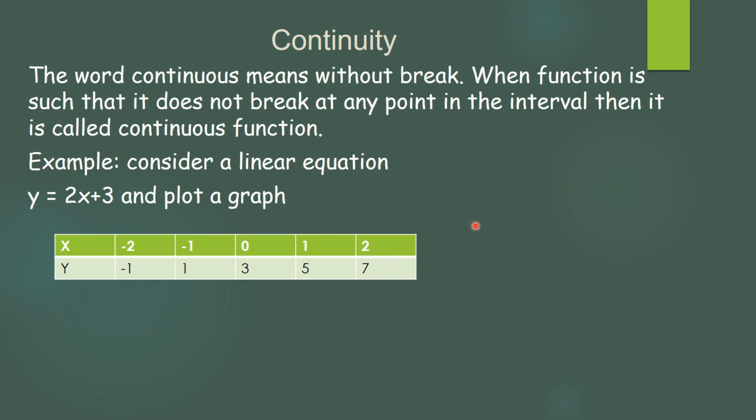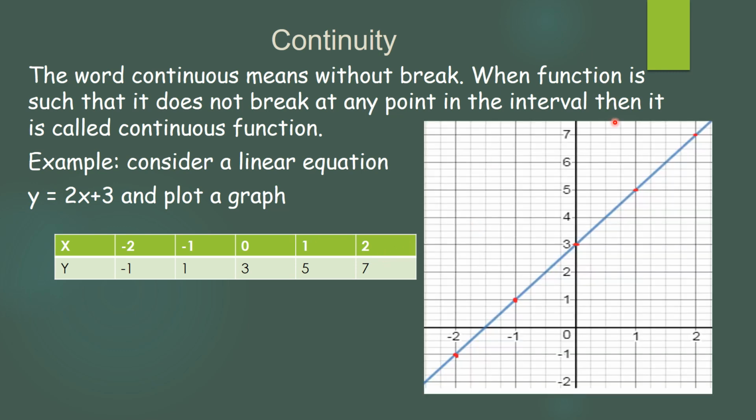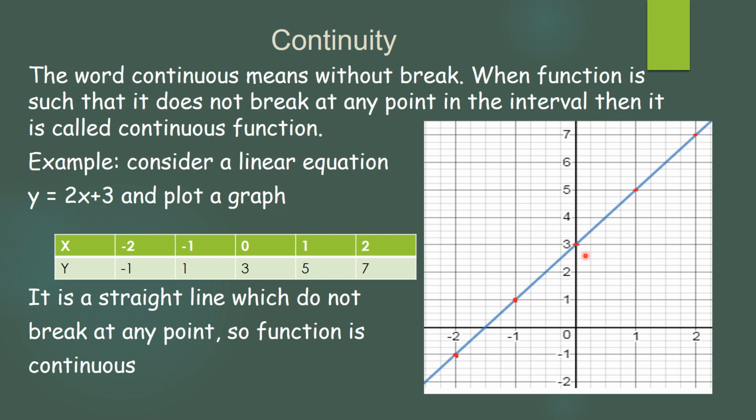Now we will plot the graph of this. Here we have plotted the points: minus 2 gives minus 1, minus 1 gives 1, 0 gives 3, 1 gives 5 and 2 gives 7. After joining these, we get a straight line, and this straight line does not break at any point, so we say that this is a continuous function. As it is a straight line, whenever I join all the points, I don't have to pick up my pointer. So this is called a continuous function.